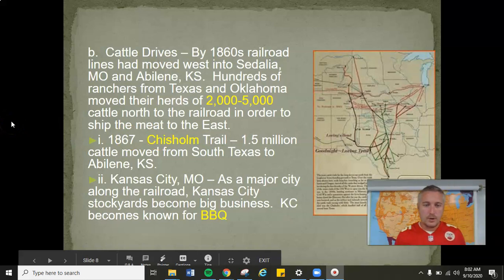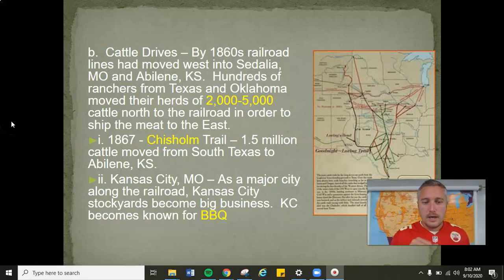So I would like you to know a couple of the big ones here. The Chisholm Trail in particular, there was an Abilene Trail, but the Chisholm Trail, look at these numbers. 1.5 million cattle was being moved from Texas all the way up to Abilene, Kansas, just in 1867 alone. 1.5 million. That's just a crazy amount. So a lot of cattle moving through this area, and again, that last point there becomes big business. You got a lot of cattle, you're going to have a lot of barbecue.